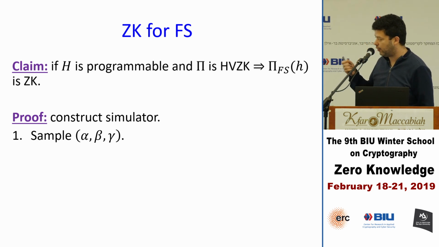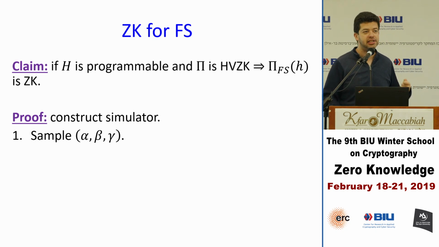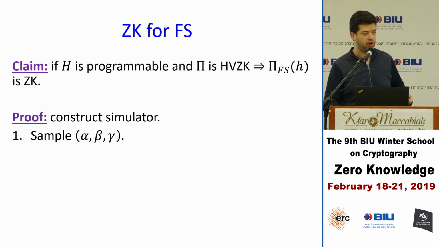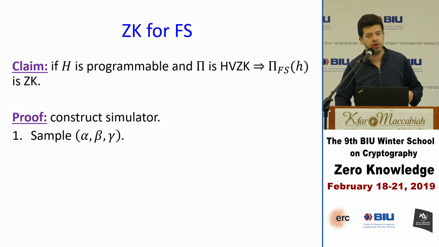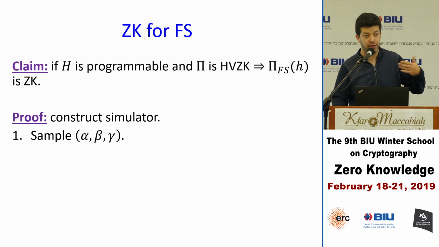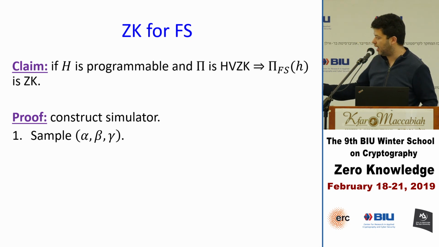First of all, it generates alpha, beta, and gamma based on the simulator that exists for the original protocol, based on the honest verifier zero knowledge property. Right? So this simulator generates a view that's computationally indistinguishable from the view of the honest verifier. And we're going to call that alpha, beta, and gamma.